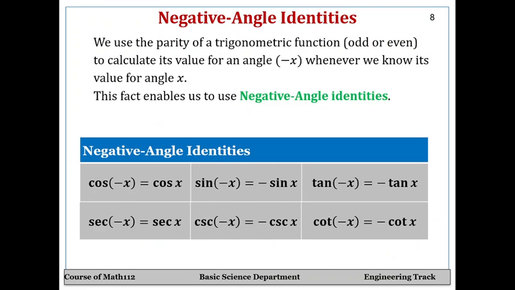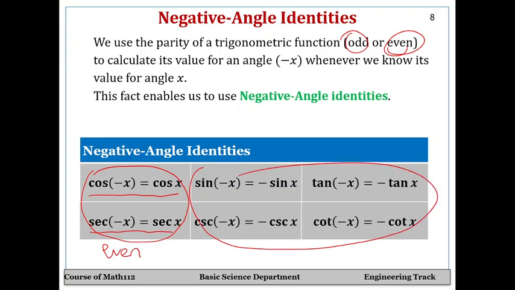Now let's look at the negative angle identities. These follow from the odd and even properties of trigonometric functions, as you will see here. Cosine, and 1 over cosine, which is secant, are even functions. This is the even function property, and these are odd functions. This is the odd function property. We have already seen them, and we will call them negative angle identities.